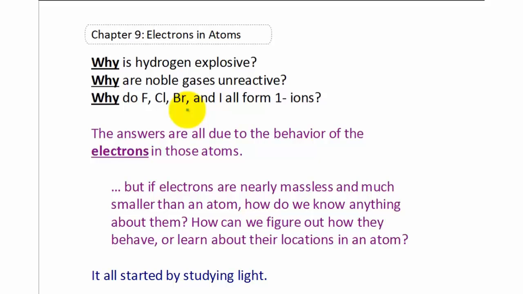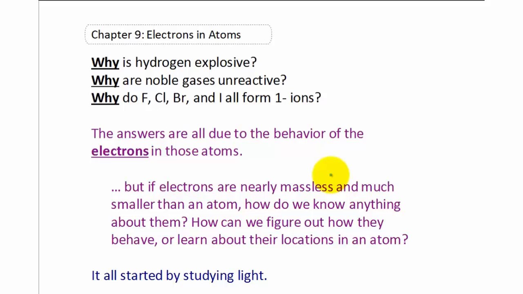So the problem, though, is that electrons are tiny, right? Even tinier than the protons and neutrons inside of the atom. Remember, most of the atom's mass comes from the protons and neutrons in the nucleus, and those little electrons flying around outside of the nucleus have very little contribution to the total mass of an atom. So even atoms themselves are small, but electrons are way, way smaller.